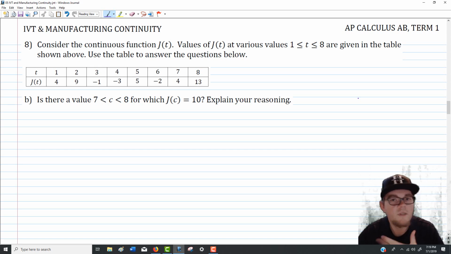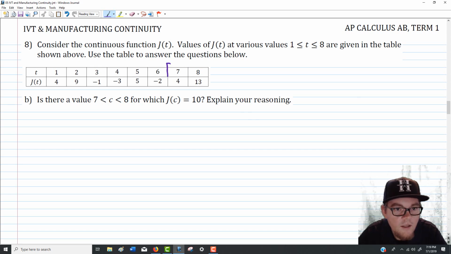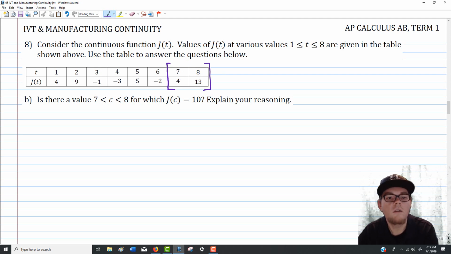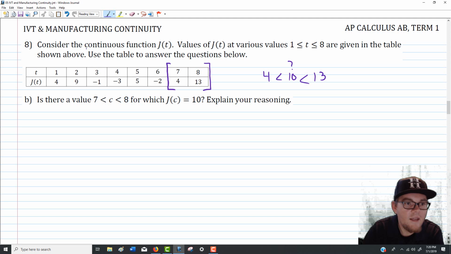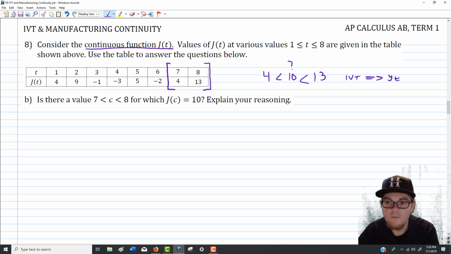So in looking here, let's reason it out first, and let's try to cut out some of that extra work at the beginning. So here is j of t on the interval from 7 to 8. So j of 7 is 4, j of 8 is 13. Now in my mind, I'm going 4, 13. Does 10 fit in the middle? Of course it does, at least assuming we're still able to count. So 10 fits in the middle, and we have a continuous function j of t, which tells me that the IVT will give us the answer yes.